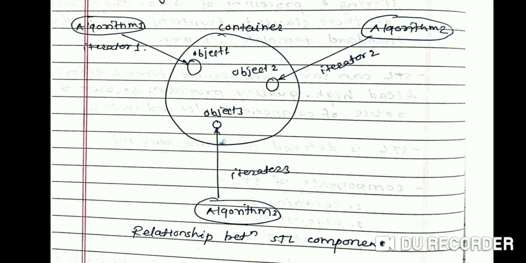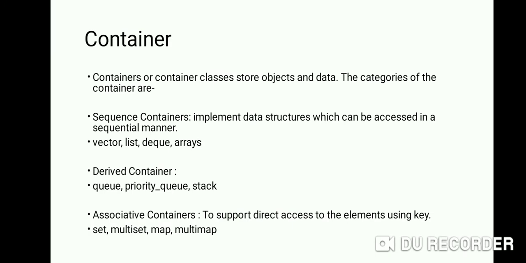So this is the relationship between the STL components. First, the algorithm, with the help of the iterator, can be applied to the objects which are stored inside the container. We just discussed what is meant by container. A container is a set of classes which stores the objects and data.